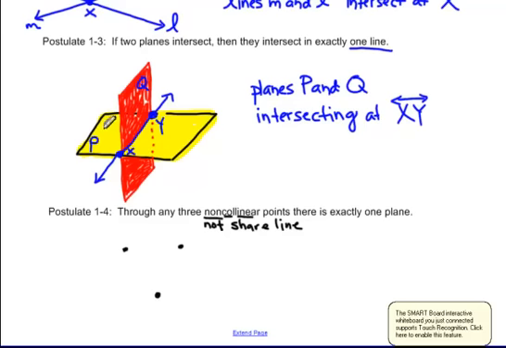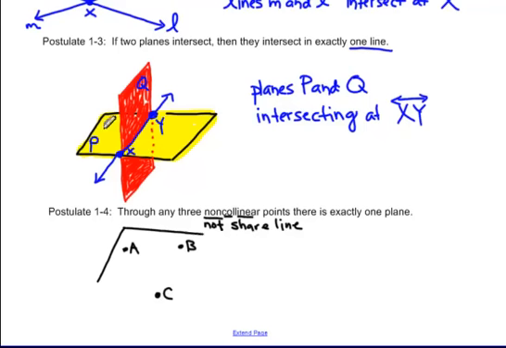So I have to have a point. Let's call this point A, B, and C. Now, these 3 points are on a flat surface. So I can draw a plane around those 3 points. And this would be like having a flat piece of paper with 3 points drawn on it. And so any 3 non-collinear points, there is exactly one plane.